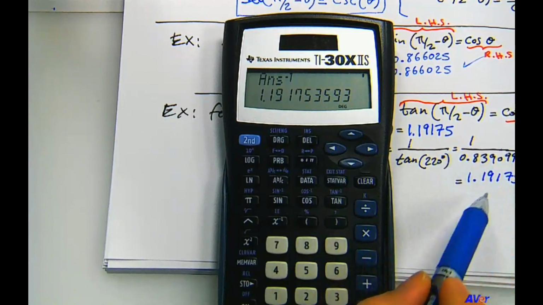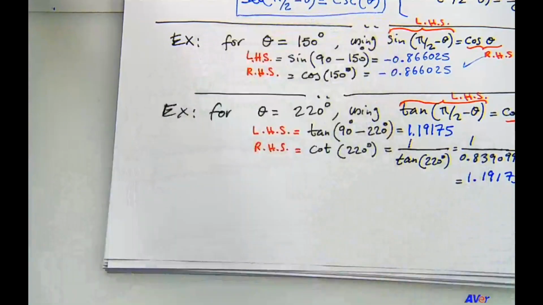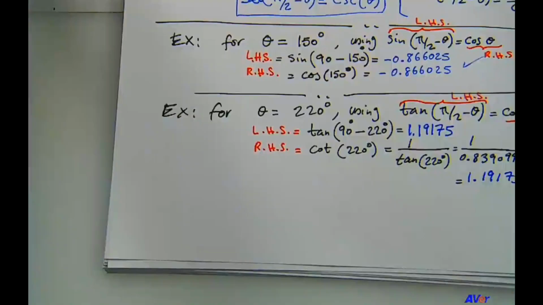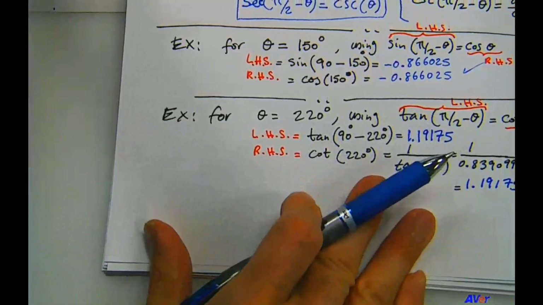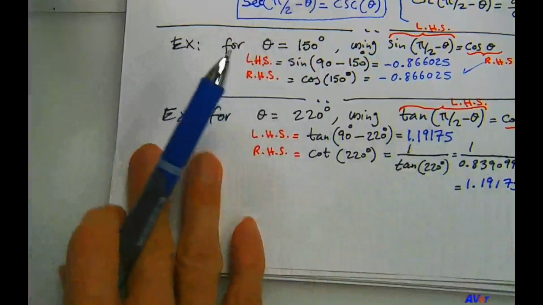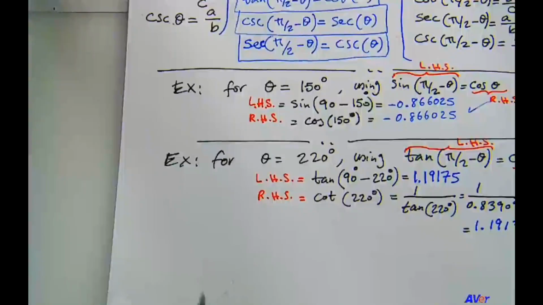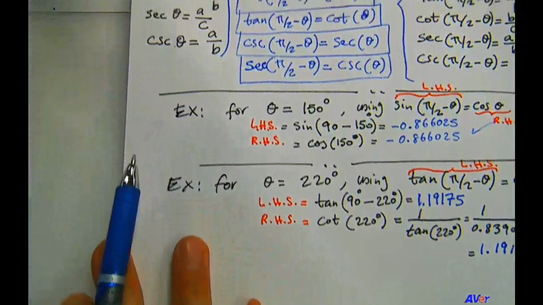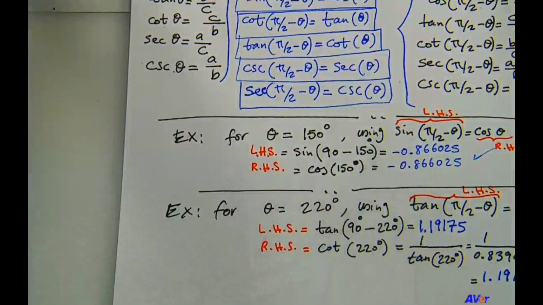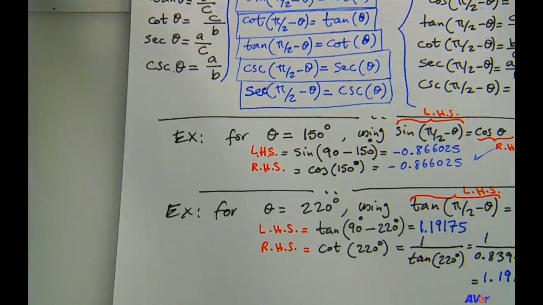1.19175. Compare that number with this number. Are they the same? Yes. And we knew that because we derived that equation based on the right triangle, the relationships between any angle and its complement angle. Again, complementary angles are angles that add up to 90 degrees.